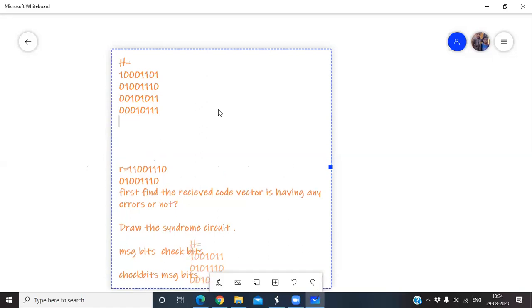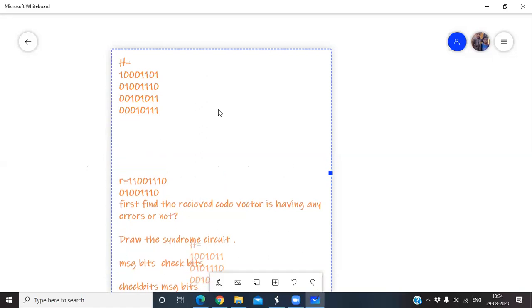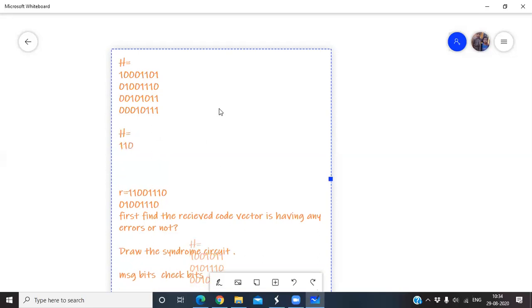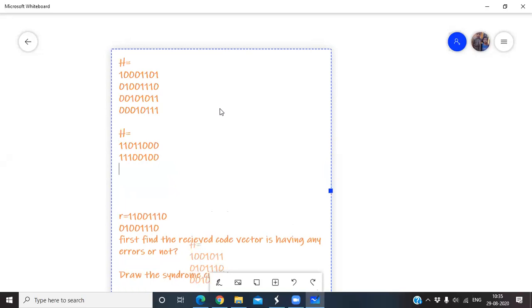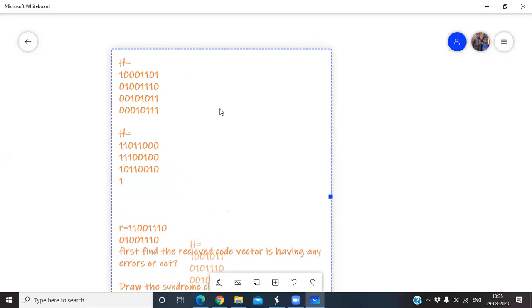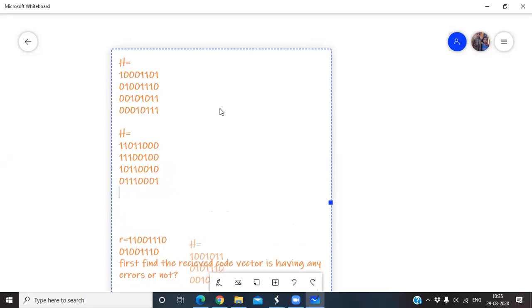Here I want to give the parity check matrix once again. H is equal to 1101 1000, 1110 0100, 1011 0010, 0111 0001. Right? Now take the received code word R is equal to 1110, first the message bits, next 1100.